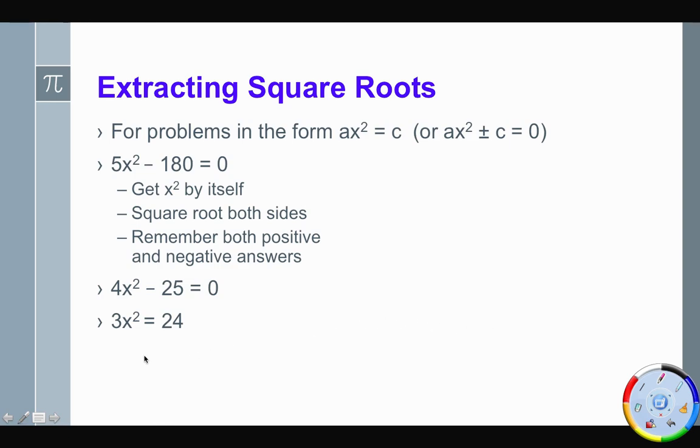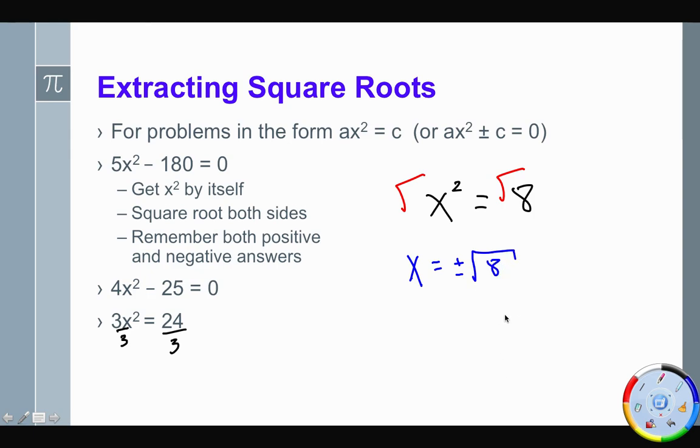All right, I think this is the last one here. We need to get x squared by itself. So we're going to divide both sides by 3. And we get x squared is equal to 24 over 3 is 8. We're going to square root both sides. And when I get square root of 8, I get plus or minus the square root of 8.